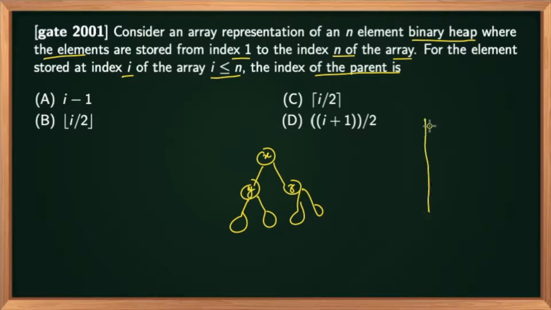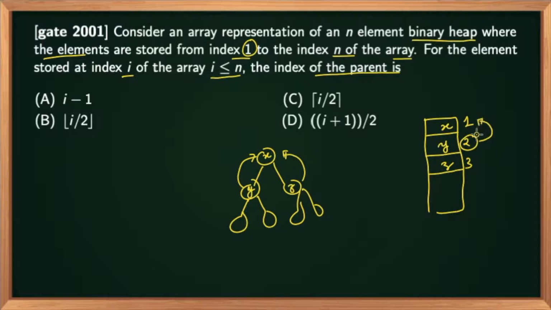So in the array, the first element will be x, the second element will be y, and the third element will be z. It is given that the index starts at 1, so here it is 1, this is 2, and this is 3. We know that the parent of y is x, as well as the parent of z is x. So if I give the index 2, I should get the parent as 1. Similarly, if I give 3, I should get 1, because 2 and 3 both have the parent x.